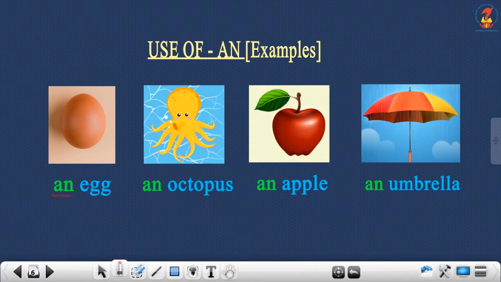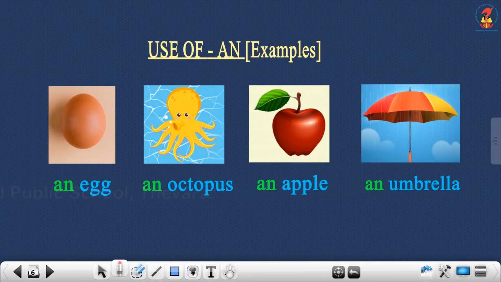The next picture is a picture of an octopus, and as you can see here, the word octopus is beginning with a vowel sound O. Okay? And then you should write the article an before the word octopus. An octopus. Okay? Next word, an apple.